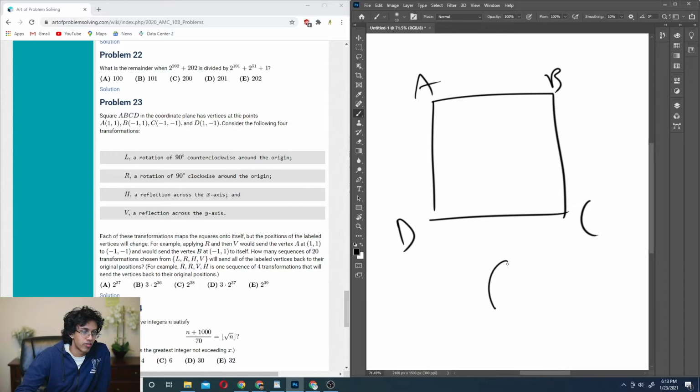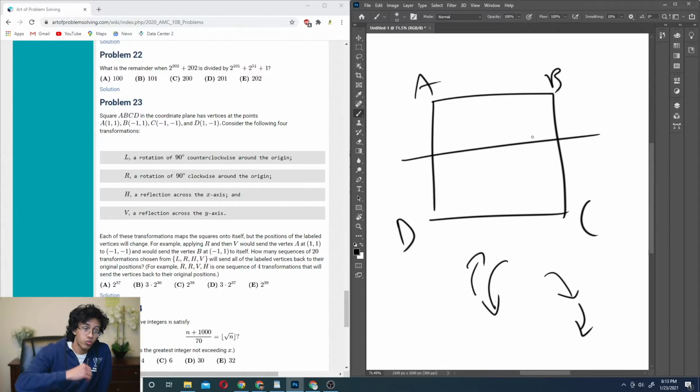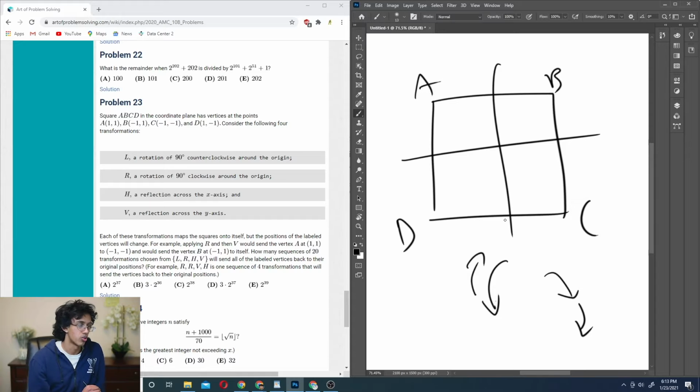Because you can either go left, right, or right, left, or even if you do reflections, if you do 2 vertical ones, then you don't need to rotate at all. If you do 2 horizontal ones, you don't need to rotate at all. If you do 1 vertical, 1 horizontal, then you have to rotate twice. So no matter what, you have to do an even number of rotations.